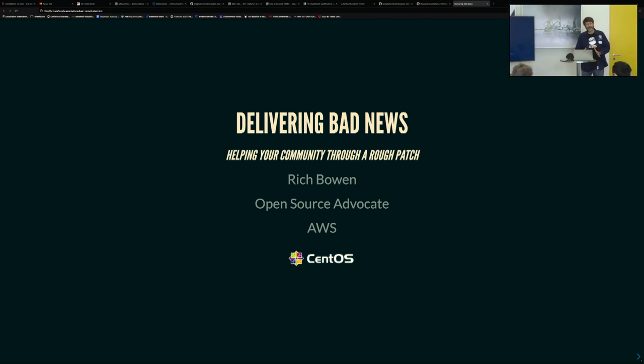A disclaimer up front, I am no longer the CentOS community manager. I didn't lose my job because I made the project angry, so there's no connection there. But I have moved on to AWS since the incidents that I'll be talking about in this talk.